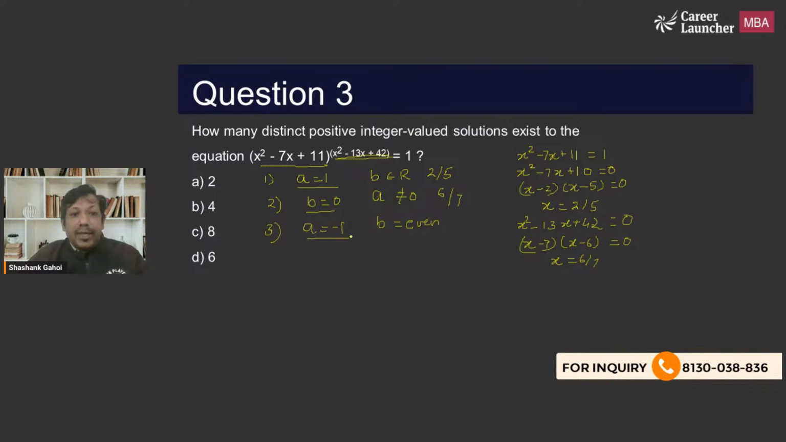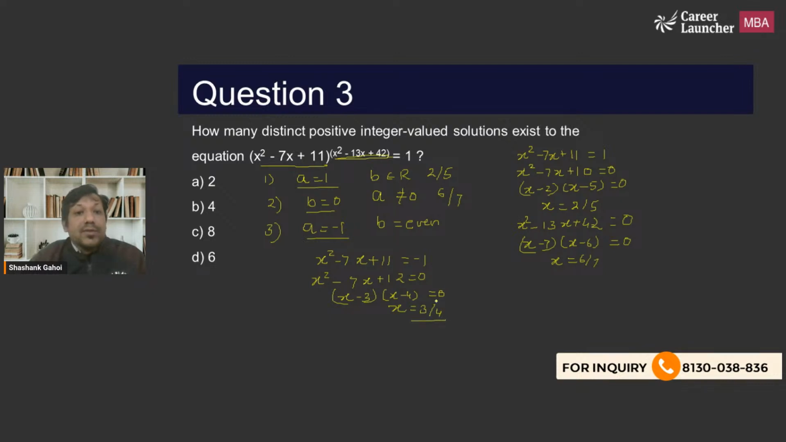Now I am going to put a equal to minus 1. So I am going to put x square minus 7x plus 11, and that's equal to minus 1. So from here I am going to get x square minus 7x plus 12, and that's equal to 0. So this gives me (x minus 3) into (x minus 4) equal to 0. So x is equal to either 3 or 4.